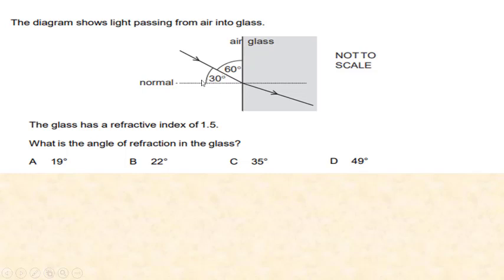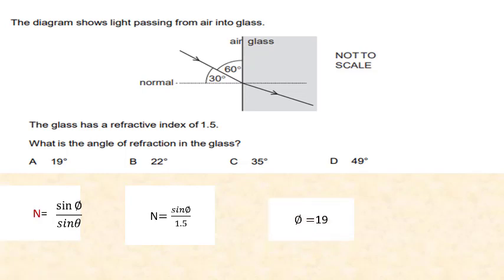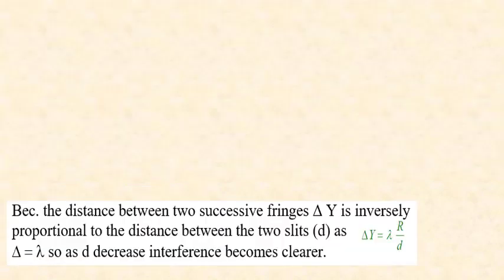So I have angle phi, and then I'd like to get this angle, which is theta, by these steps. N equals sine phi over sine theta. 1.5 equals sine 30 over sine theta, and sine 30 is half. So theta equals 19 degrees. The choice is number A.